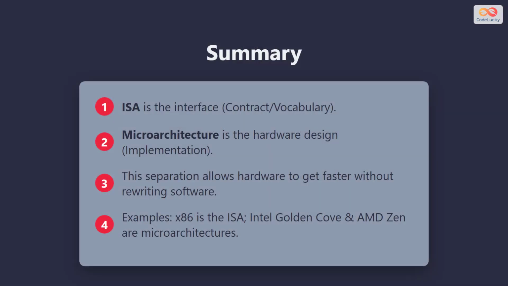To wrap up, remember these 4 points. The ISA is the interface or contract. The microarchitecture is the hardware implementation. Separating them allows hardware to evolve without breaking software. And finally, a single ISA can be built in many different ways by different manufacturers.